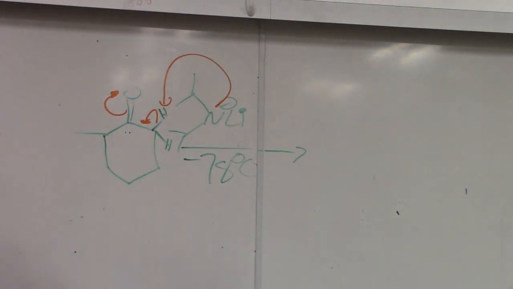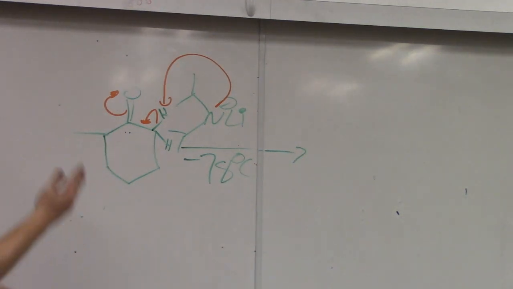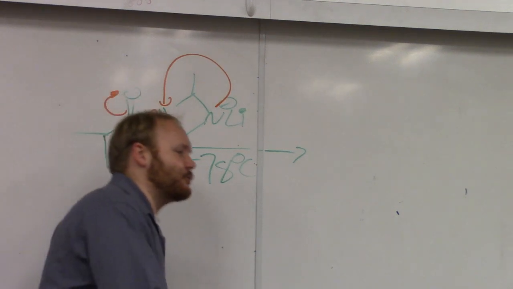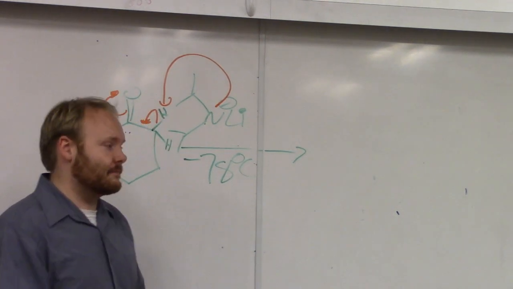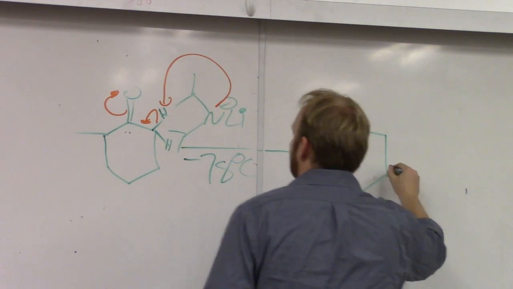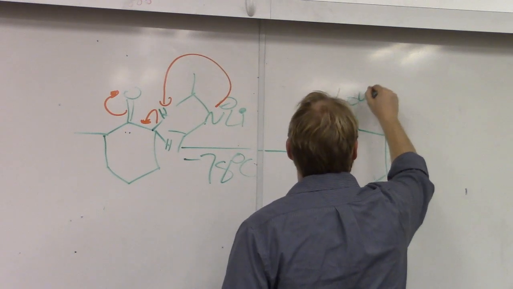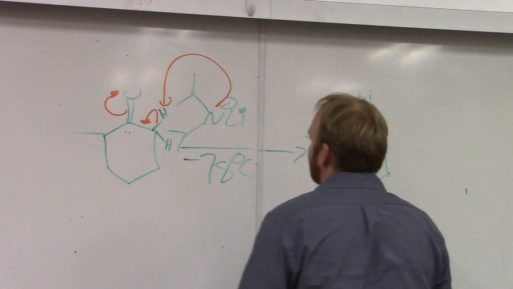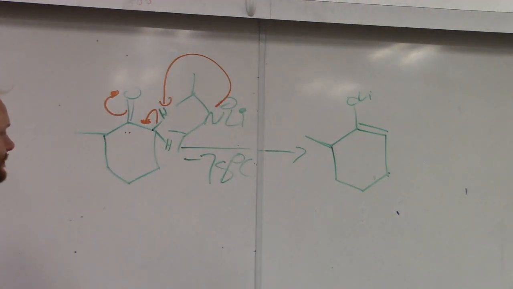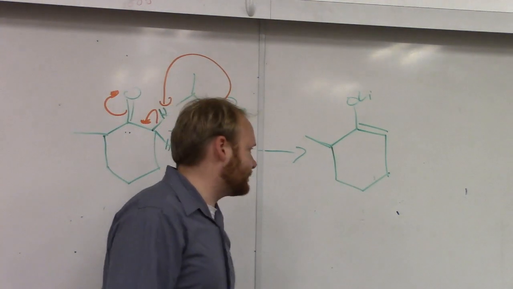And because it's such a strong base, and the equilibrium favors the right 10 to the 14th fold or so, it's not going to go back. So it does the reaction once, and what it gets, we get. Bada bing, bada boom. And that gives us the kinetic enolate, which is the less substituted double bond.